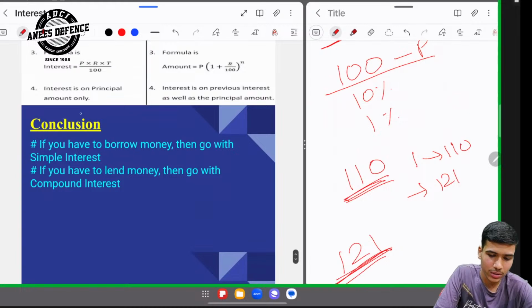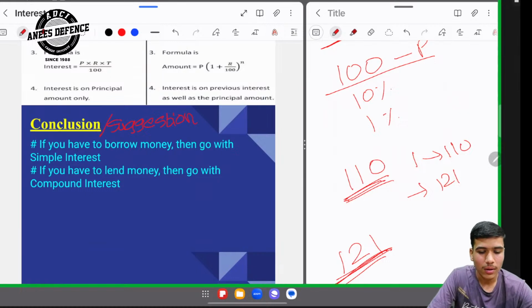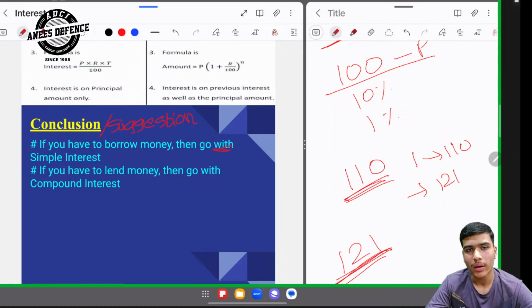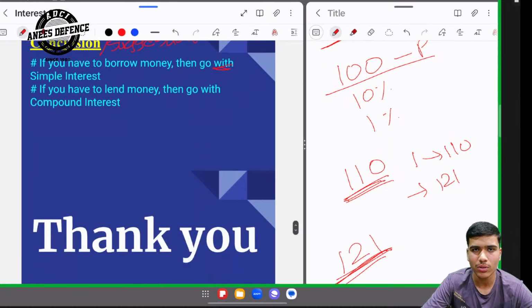So conclusion, or I will say it is a suggestion. If we have to borrow money, then go with simple interest, because in simple interest we pay less money. And if we have to lend money, meaning we have to give money to someone, then apply compound interest, because compound interest will give more, and in simple interest it will be less. So it's my conclusion or suggestion.